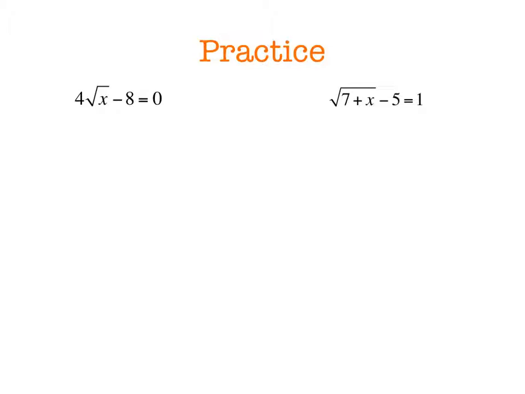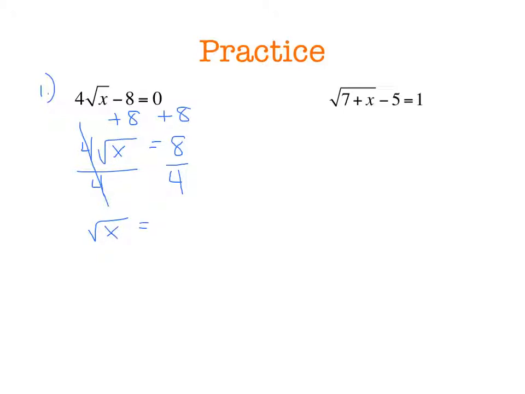So for the first example problem, we're going to add 8 to both sides because we're solving for the square root symbol. So we get 4 times the square root of x equals 8. Now, to get the square root of x by itself, we divide both sides by 4. The 4 on the left side of the equation is canceled out, and you get the square root of x is equal to 8 divided by 4, which is 2.